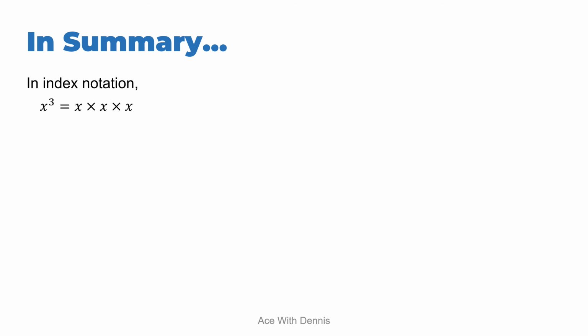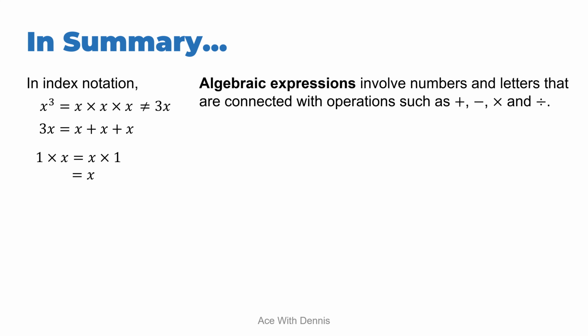In index notation, x cubed equals x times x times x, and it is not equal to 3x because 3x equals x plus x plus x. 1 times x equals x times 1, which is just x. Algebraic expressions involve numbers and letters that are connected with operations such as plus, minus, times, and divide. So here are a few examples like 3a plus 2b, 2x squared plus 3x plus 1, and p over r plus 5.